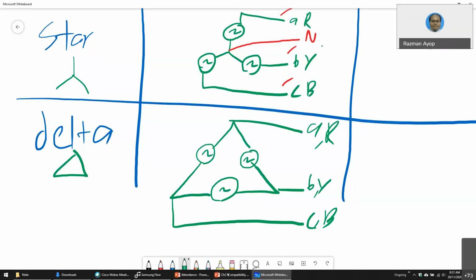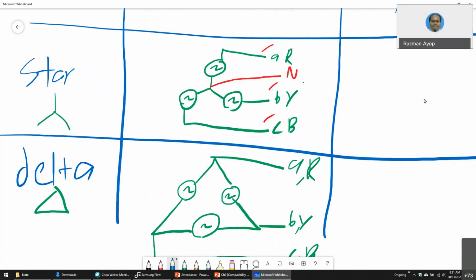How about labeling? For this one, it is VAN or VRN, and this one is neutral. From here to here is VBN. Sorry, too many, I delete this first.